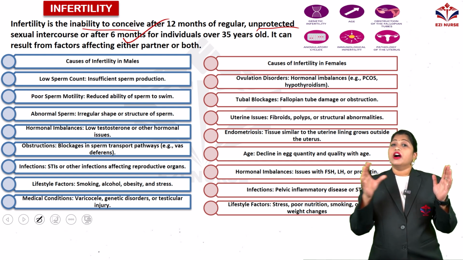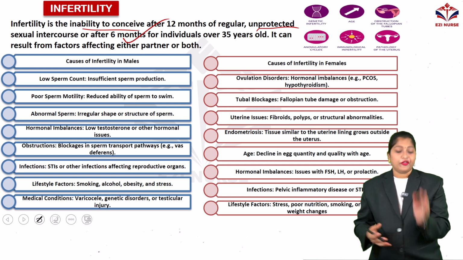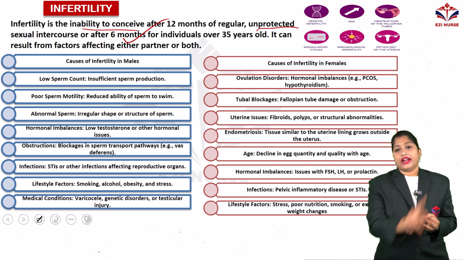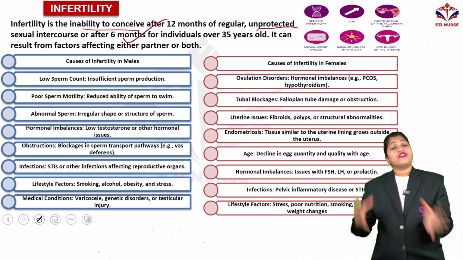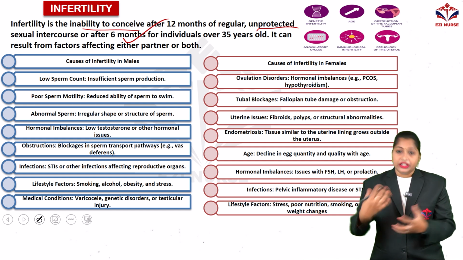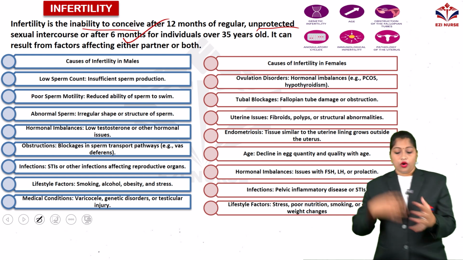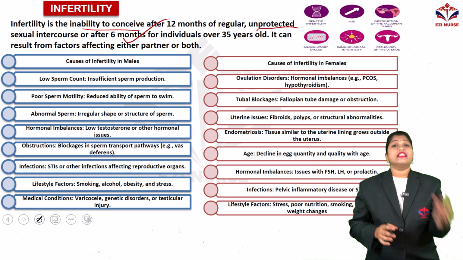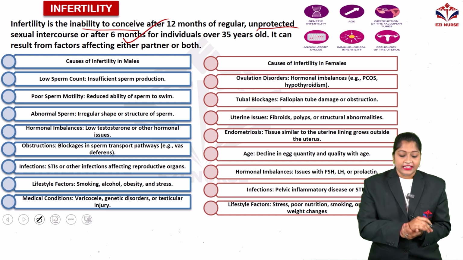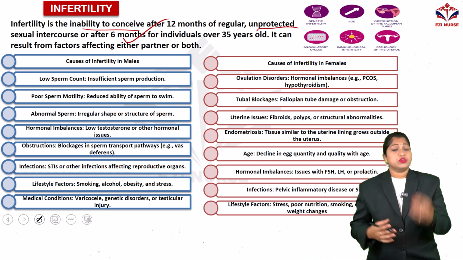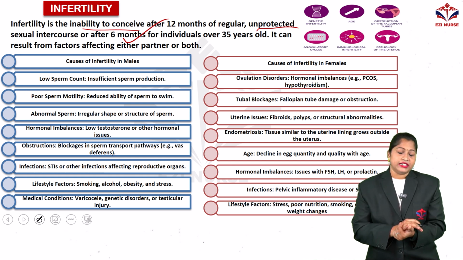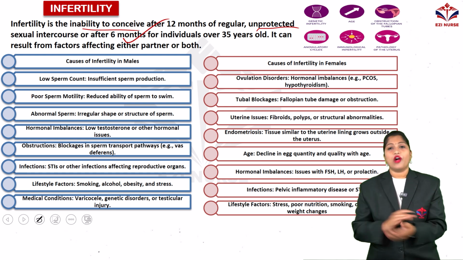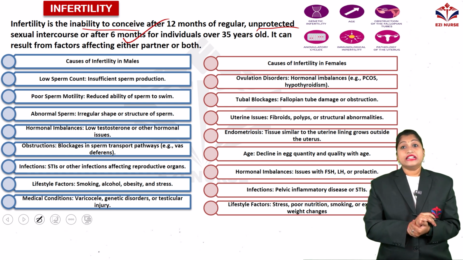So normally, if a couple is unable to get pregnant for 12 months after regular as well as unprotected sexual intercourse, or if a couple is about 35 years, after 6 months of regular as well as unprotected intercourse, if they are unable to get pregnant, then the condition is called infertility. There are certain factors which are the causative agents for this infertility. In males there are different causes and in females there are different causes. So let's look at the causes of infertility in males.